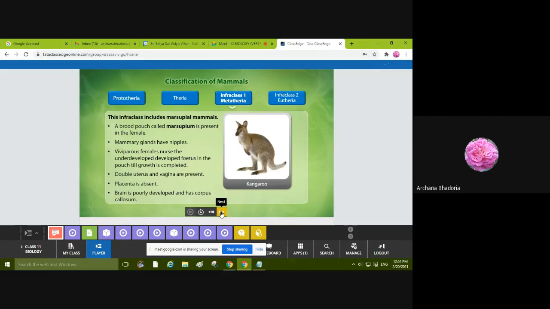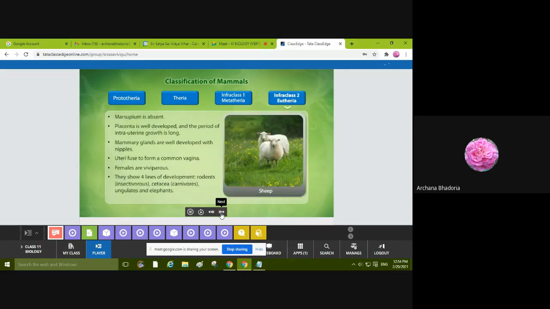And mammary glands have nipples, as in the previous one also. But the placenta is absent here in the marsupials. And in the eutheria, the marsupium is absent, no pouch is there. And the placenta is very well developed. So human beings are included in eutheria. Mammary glands are very well developed with nipples.